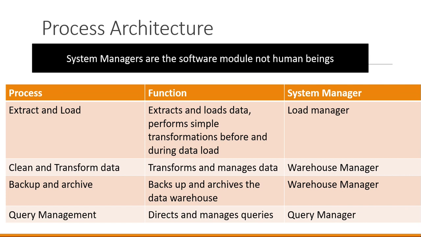We have already talked about the 4 different processes within the data warehouse architecture: extract and load, clean and transform, backup and archive, and query management. In the data warehouse architecture, we will get 3 different software modules referred to as system managers. The first one is the load manager, which is responsible for extracting and loading data. It performs simple transformation before loading data to the data warehouse. The extract and load process is the responsibility of the system load manager module. It is software, not a human being.